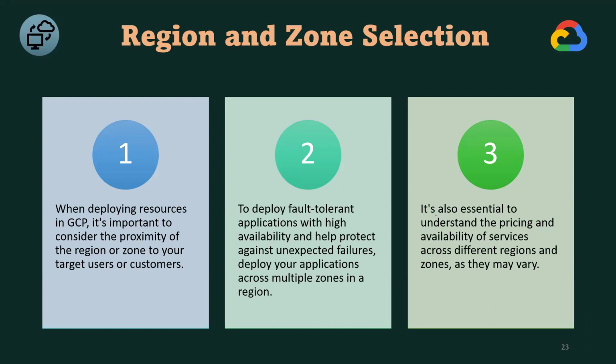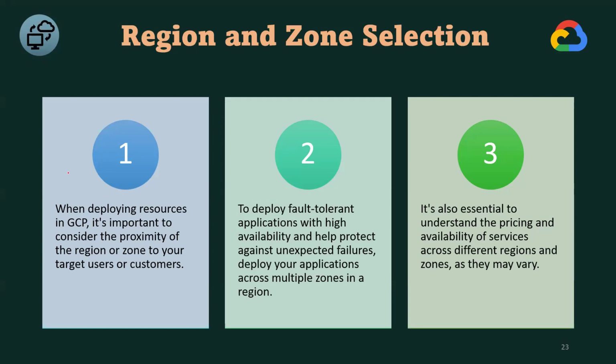Okay, what is the point? One says deploy your resources near to your target users. That means you select a location near to your target users whenever you wanted to deploy a resource. The second point says that there may be an unexpected failure. To avoid the unexpected failure, you deploy your resources across multiple zones or regions in a location.